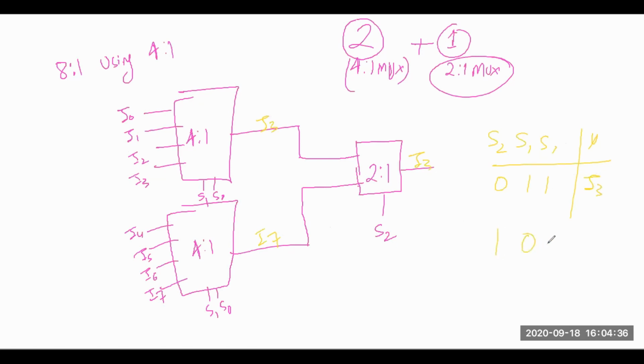Second case, I will take 1, 0, 1. If I take here 0, 1, I will get I1 here, and I will get I5 here. If I take S2 equal to 1, I will get I5, so at my output, I will get I5. And this is correct, as the decimal equivalent of this one is 5. So in this way, I can say that whatever I'm doing for conversion of a higher order multiplexer using lower order multiplexers is correct. So this is the way for conversion of higher order multiplexer.